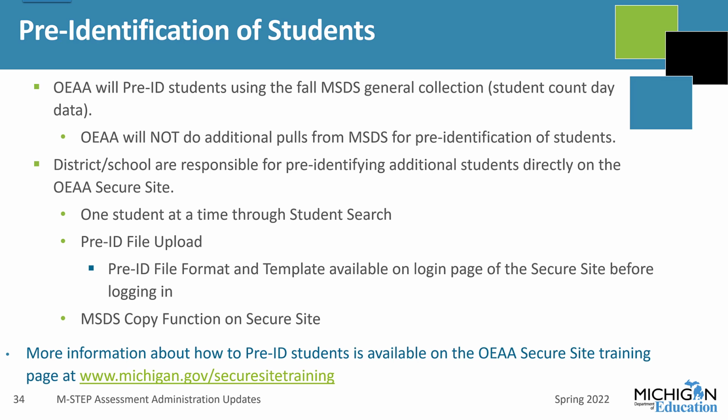There are a ton of step-by-step instructions available for each of these methods of pre-ID on the Secure Site training page. Again, it's www.michigan.gov/Secure Site Training. And I will suggest you may want to either memorize that web address or add it to your bookmarks in your browser. Again, it's helpful for pre-ID and for login information, but it has help documents for anything you need to do in the Secure site.